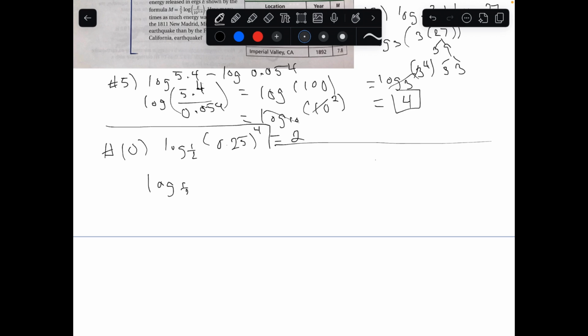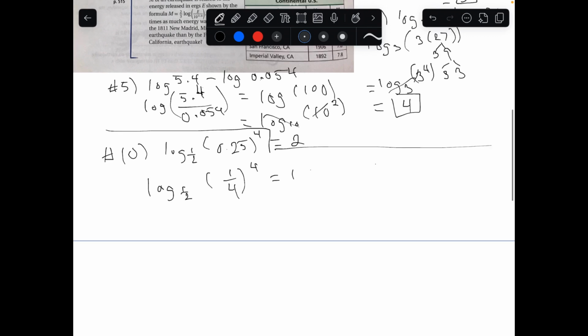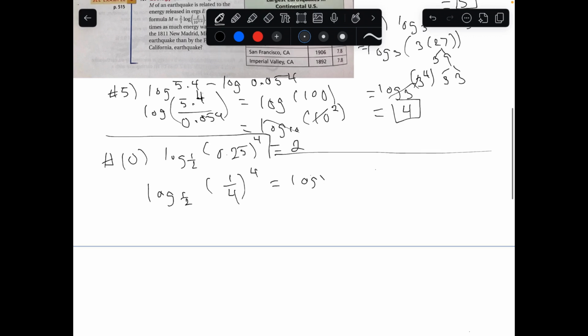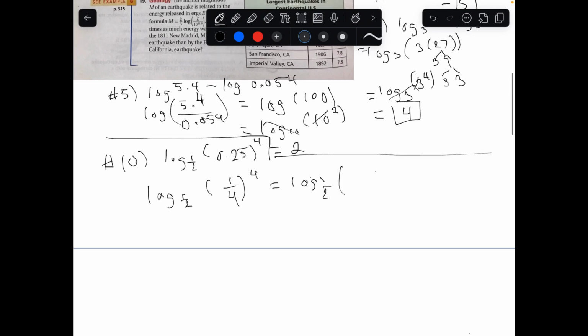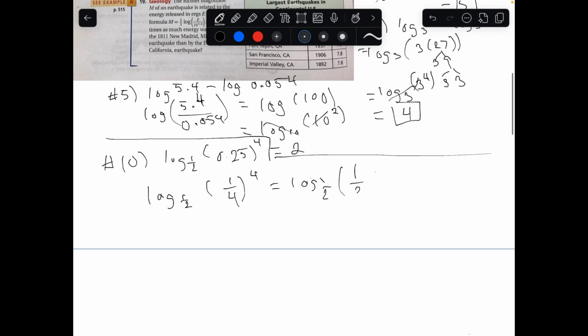So log base 1/2 of 1/4 to the 4. I can rewrite 1/4 in terms of 1/2. The way I do that is I know that I multiply 2 by 2, so I square it to get 4. So all I have to say is, log base 1/2 of 1/2, and then I'm going to square that, and then I'll put the 4 on the outside like this.